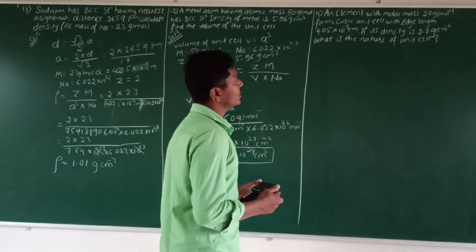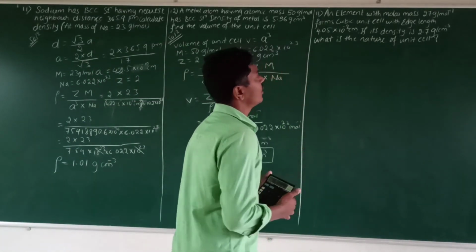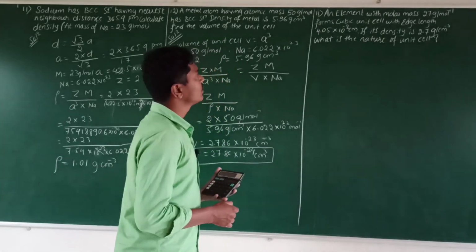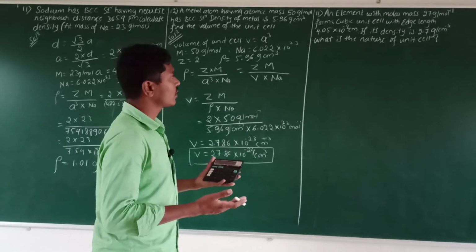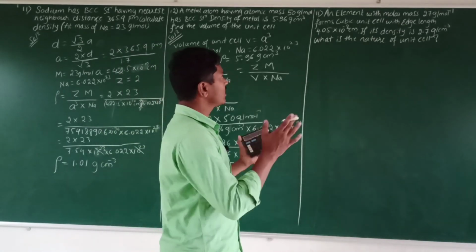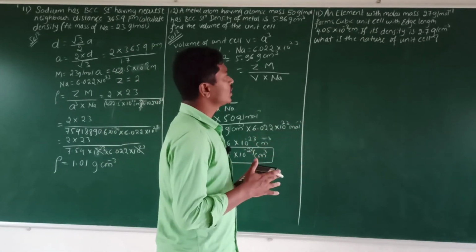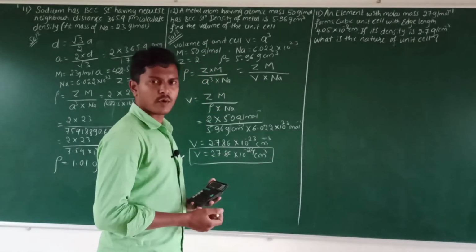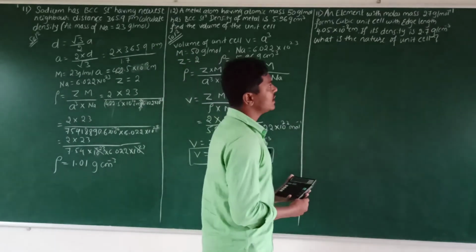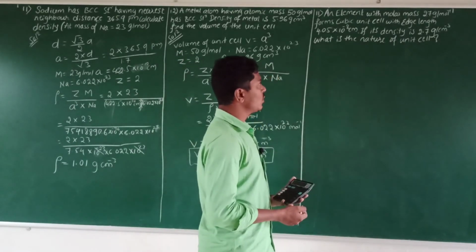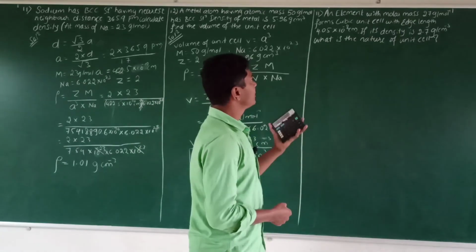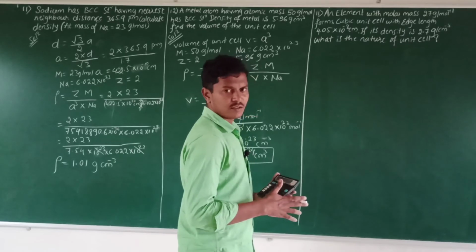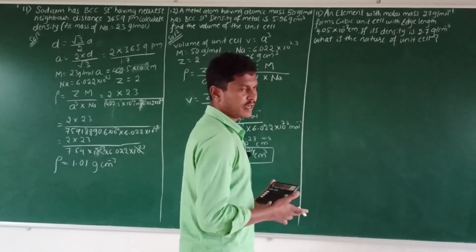An element with a molar mass of 27 gram per mole forms a cubic unit cell, not specified as BCC, FCC or simple cubic. They are telling cubic unit cell with the edge length 4.05 into 10 to the power minus 8 centimeter. If its density is 2.7 gram per centimeter cube, what is the nature of the unit cell? They asked here the number of atoms, means Z.